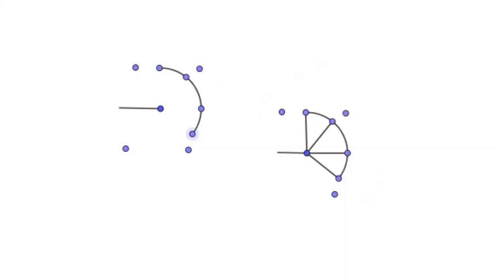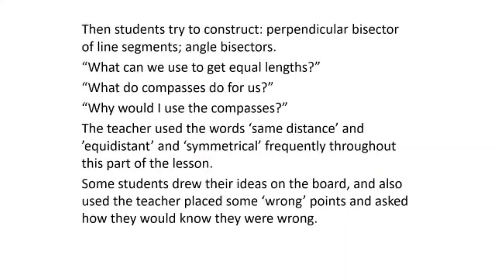So from there, the teacher went on to ask the students to try to construct the perpendicular bisector of line segments. And angle bisectors, we would call them angle bisectors, but actually they were asked to draw a line which was the same distance from, all the points on it were the same distance from 2 intersecting lines.